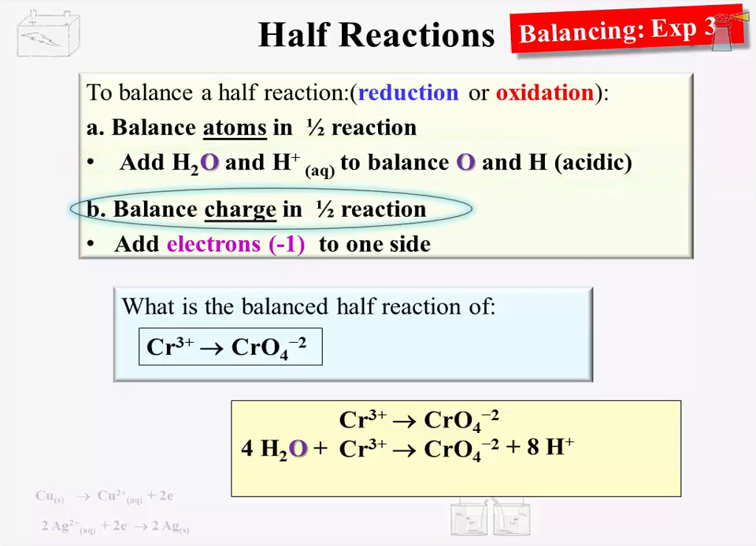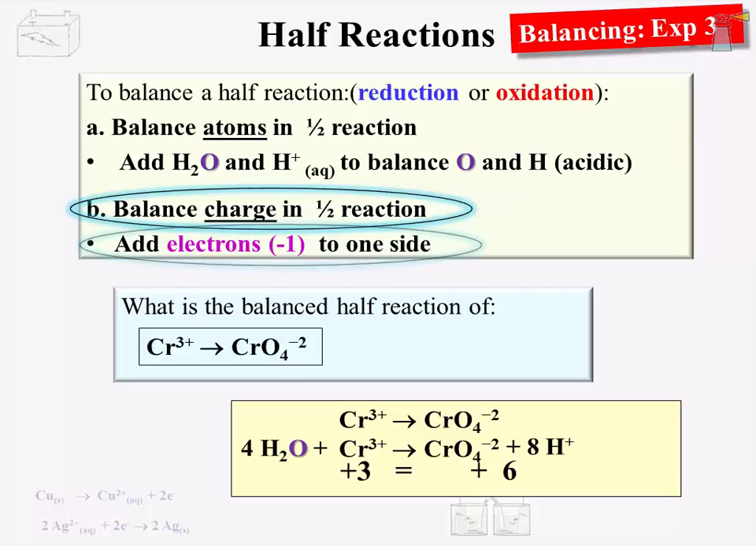Now, to charge. Do the reactants have the same net charge as the products? On the reactant side, only the chromium-3 has a charge. The charge on the reactant side is +3. On the chromate side, both the chromate and the hydrogen ions bring charge. Chromate is a -2, and 8 singly charged hydrogens bring a +8 charge. That can be simplified. -2 plus 8 is +6. The two sides are not balanced by charge.